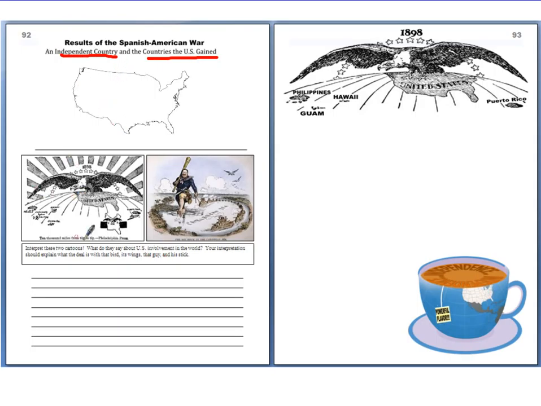And then I want you to take a look at these two pictures here and interpret the two cartoons. What do they say about U.S. involvement in the world? Your interpretation should explain what the deal is with the bird. That's this dude. And its wings. What's it have to do? Why are the wings so big? And this guy here, and that stick that he's holding. So that'll be what you're going to be writing up here to give me information on that. And we're going to go on to the next page.